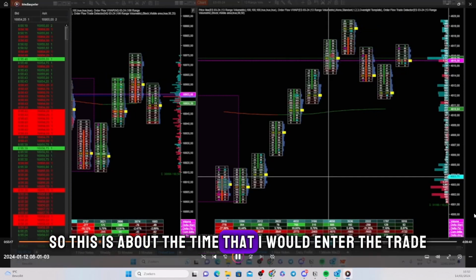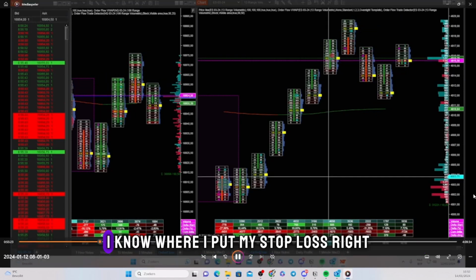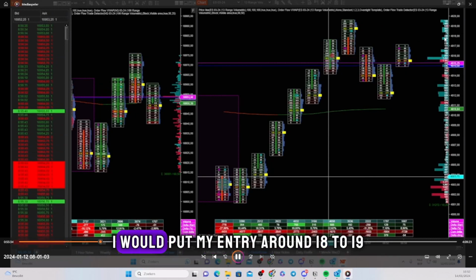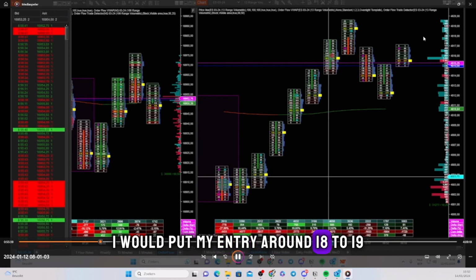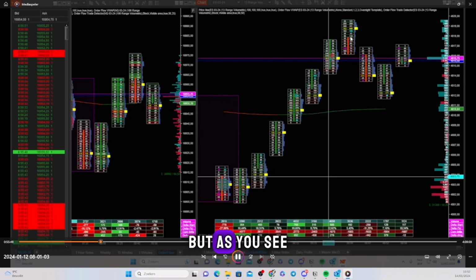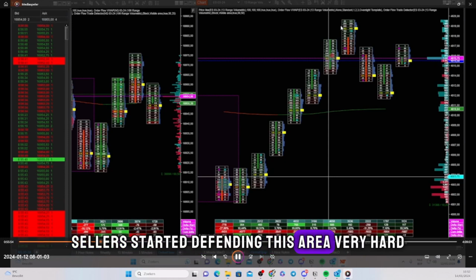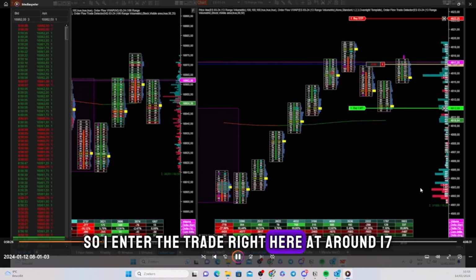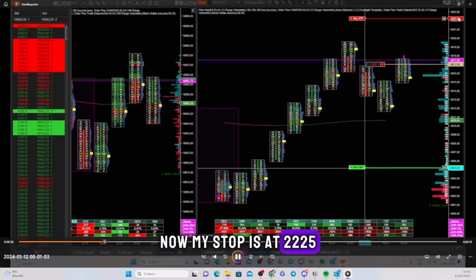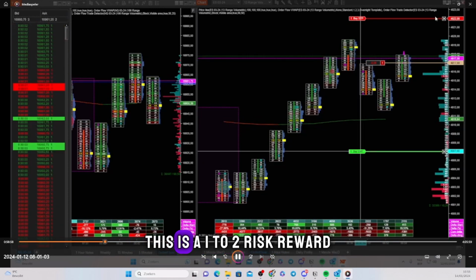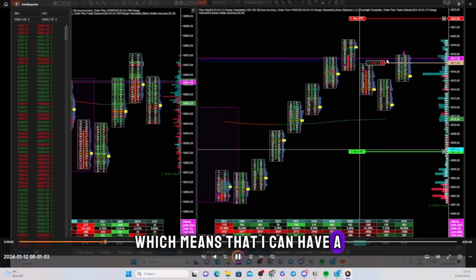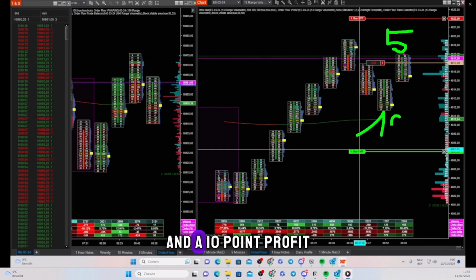So this is about the time that I would enter the trade. I know where I put my stop loss. And in an ideal scenario, I would put my entry around 18 to 19. But as you see, sellers started defending this area very hard. So I will go in a little bit lower. So I enter the trade right here, around 17. Now my stop is at 22.25, which gives me a 5-point stop. This is a 1-to-2 risk reward, which means that I can have 5-point risk and a 10-point profit.